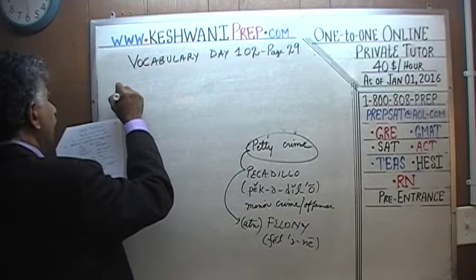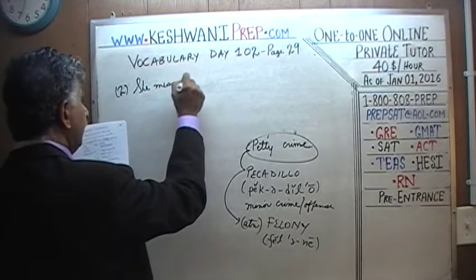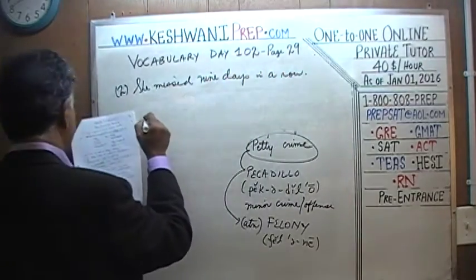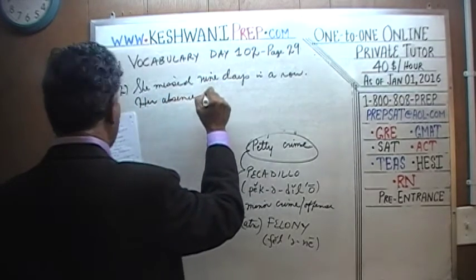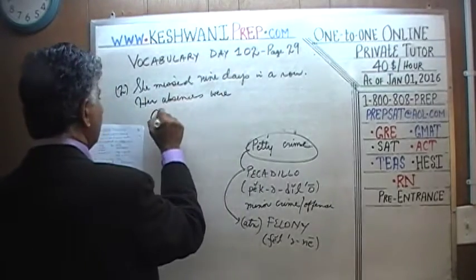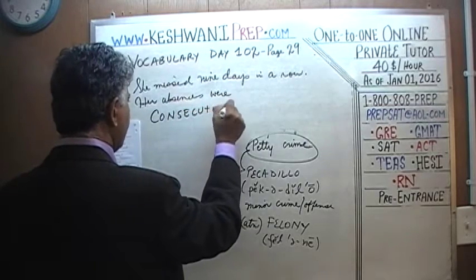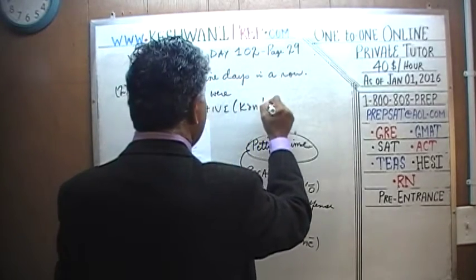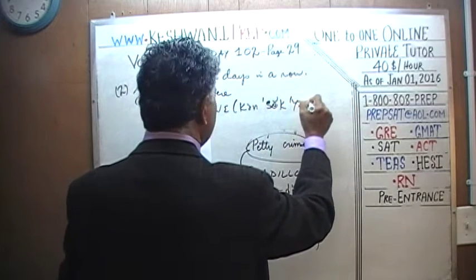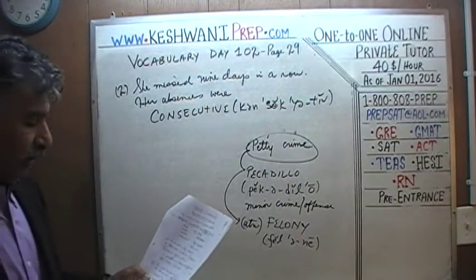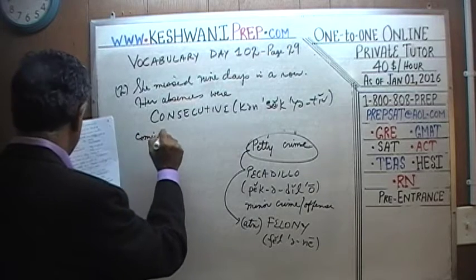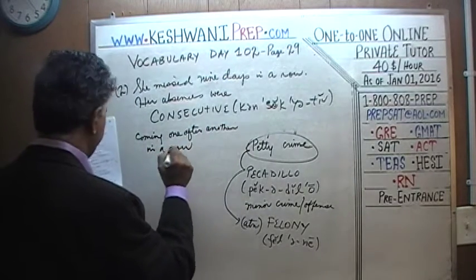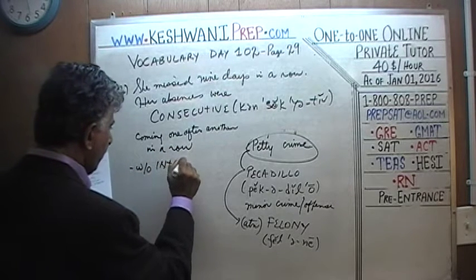Question number two, they go on to say that she missed 9 days in a row. Her absences were, and the correct answer is, consecutive. A simple word, I know, I understand that. Let's first put down the pronunciation, consecutive. Consecutive means coming one after another in a row. Or if you like, it means without interruption.